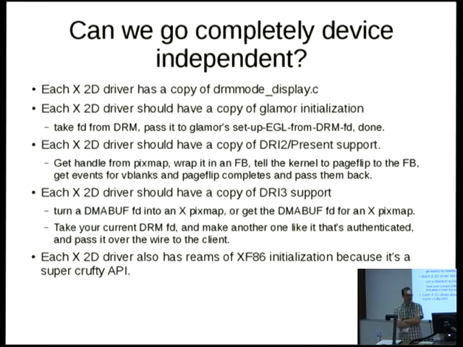But the interesting question I had for this was, can we go completely device independent for our X 2D drivers? If I have a pretty much generic kernel interface, and I have OpenGL, which is ostensibly a device-independent rendering API, can I make X run without any device-dependent code? Right now, each X 2D driver has drmmodedisplay.c, which is just this copy of this file that gets copied from one repository to another, and then people add a couple of little hacks to make things work, and then it gets copied back maybe, or maybe copied to a third project. And so there's all these derivatives of this one file of several thousand lines of code. And it all should be doing the same thing.